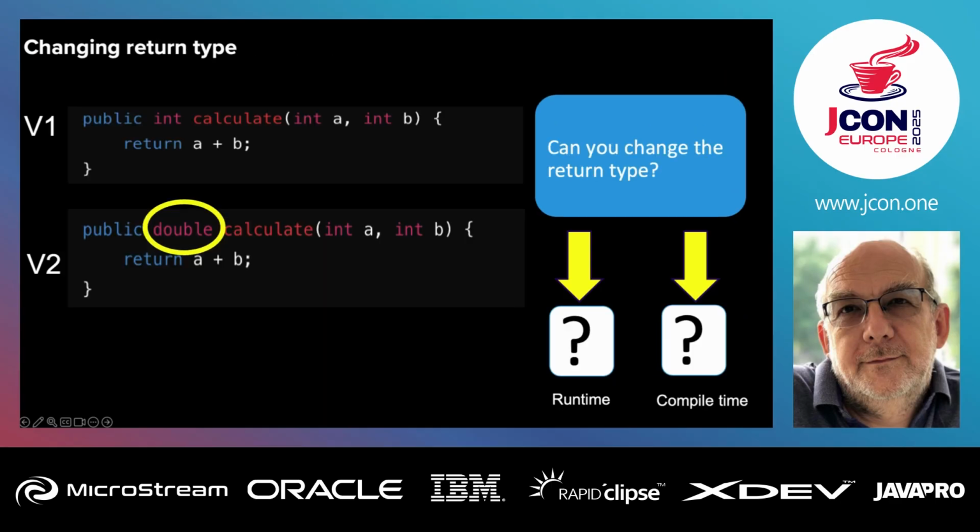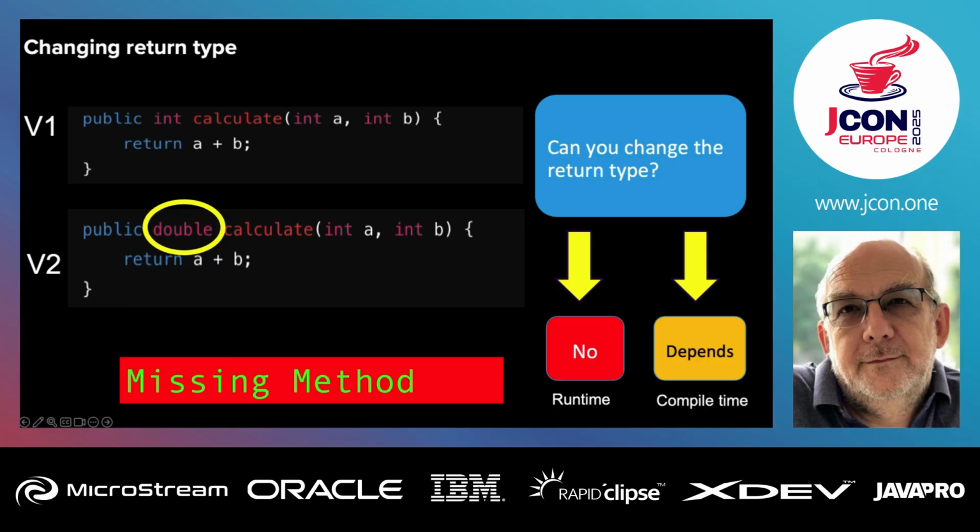Cool. Okay, right. What happens if I change the return type? Version 1 returns an int. Now I've changed it to return a double. Does that break at runtime? Does that break at compile time? What happens? It doesn't break at runtime. Sorry, it does break at runtime. It may break at compile time, depending on whether anybody's using the return type. But at runtime, it fails because that method no longer exists because you changed the signature.